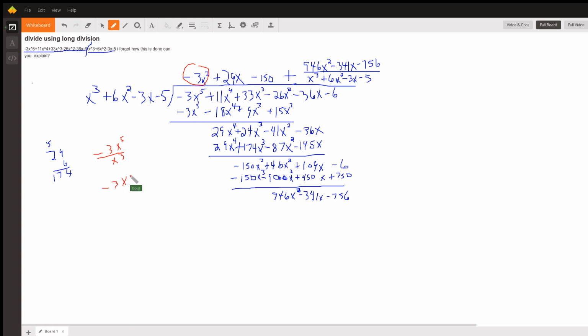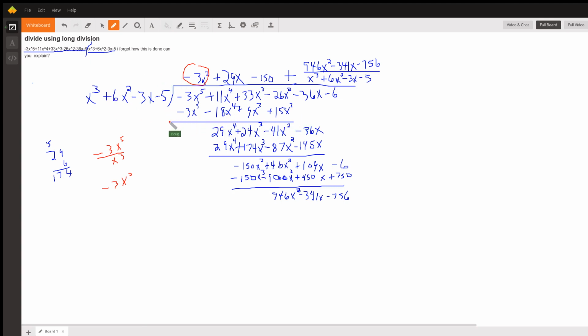And now you take that negative 3x squared times every term of the divisor and write it underneath. And in this case, there's no missing exponents here, 3, 2, 1, 0, or constant terms. So everything's going to line up just fine. And as you multiply these, you have to pay attention to the signs.